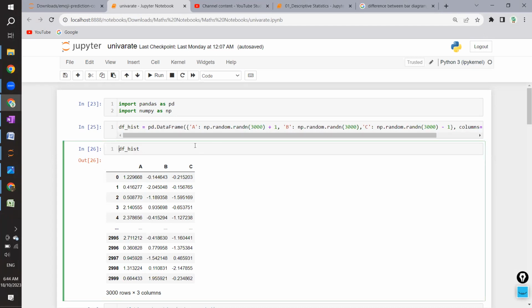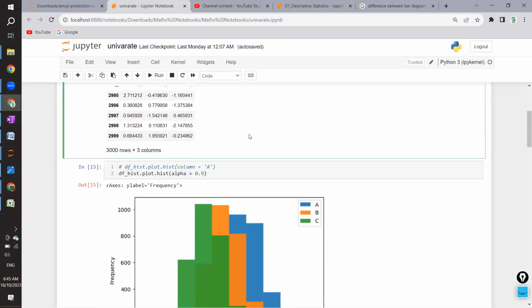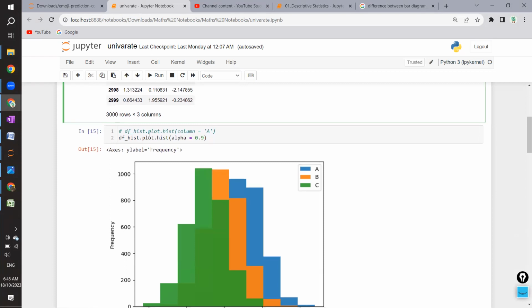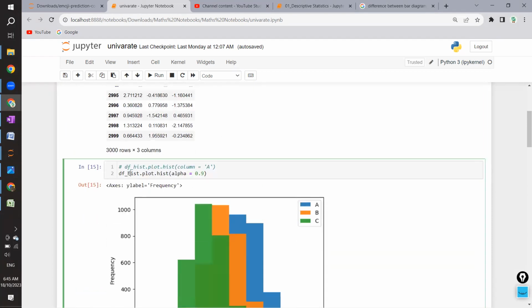So now if you want to draw a histogram of these, you can just say my data frame is df_hist, df_hist.plot.hist. So these are the graphs. You can draw it in different ways, guys.